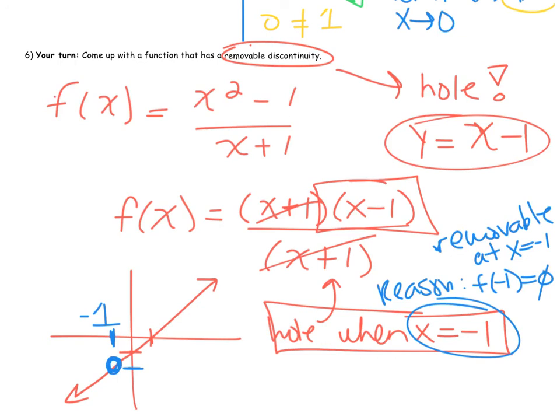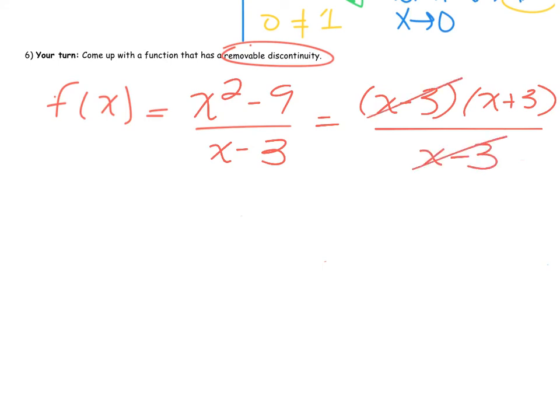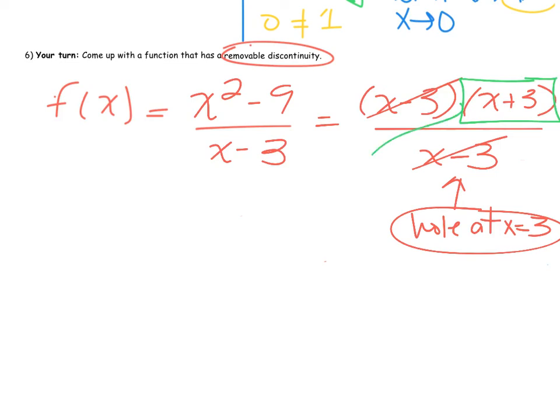So another example I could have done, and I'm going to erase what I have on the screen, so if you want to, make sure you have this written down before I erase. Okay, this is just another example because, again, we can factor the top. And you'll see that you can cancel the x minus 3's, which again, that would indicate there's a hole at now x equaling positive 3. And my new function is y equals x plus 3.